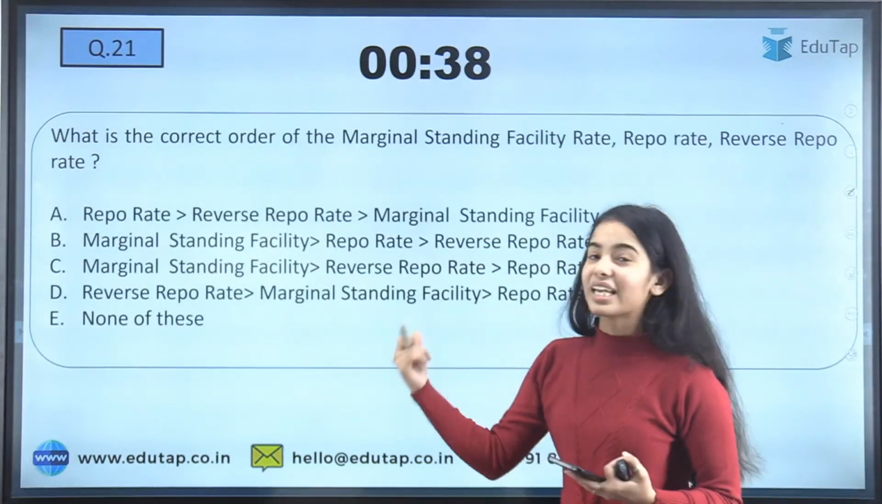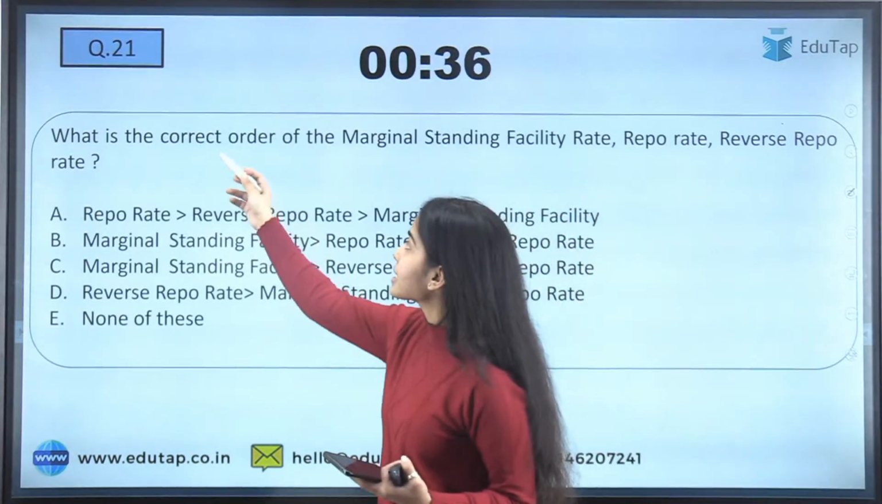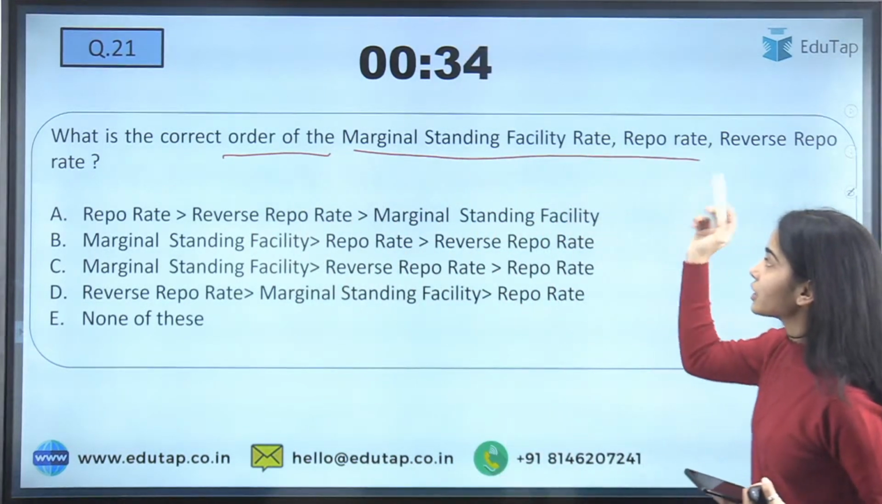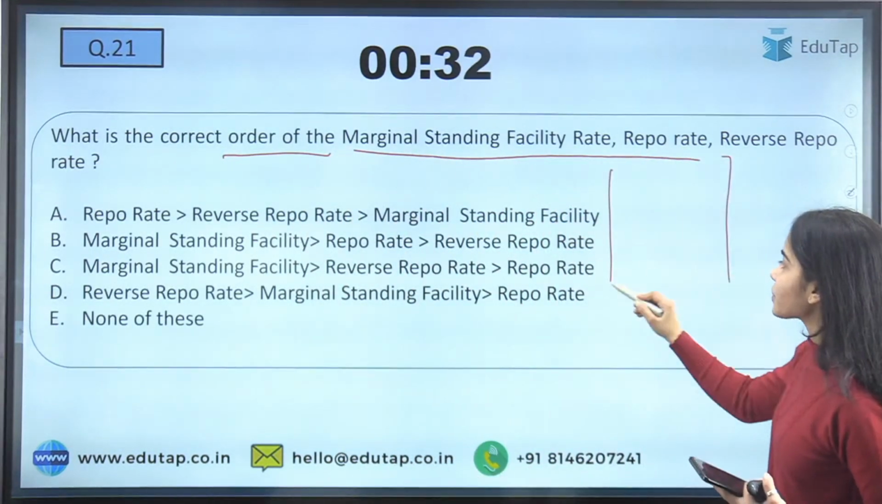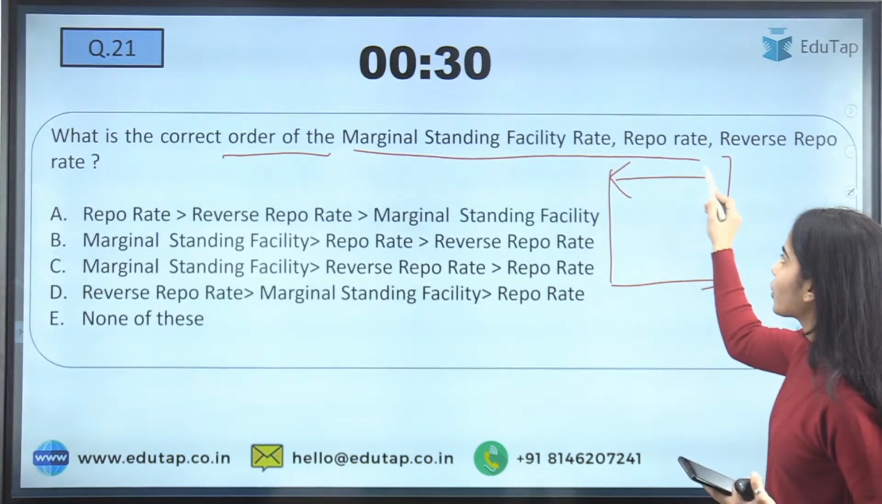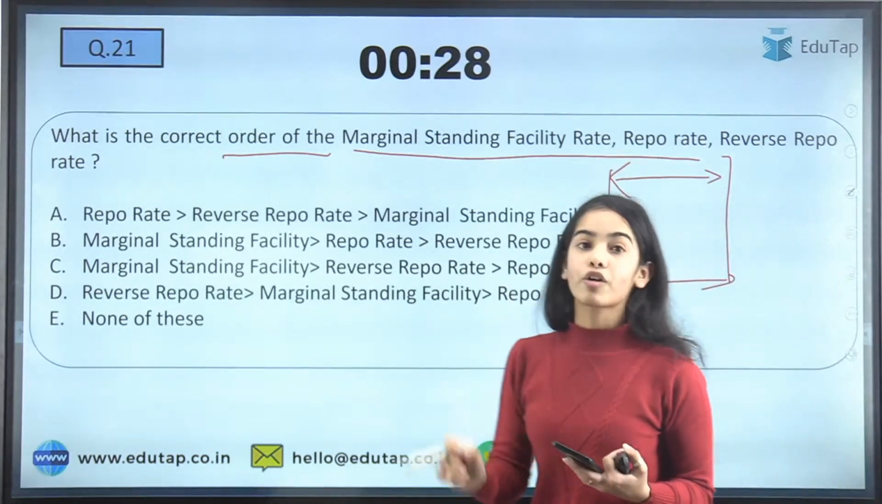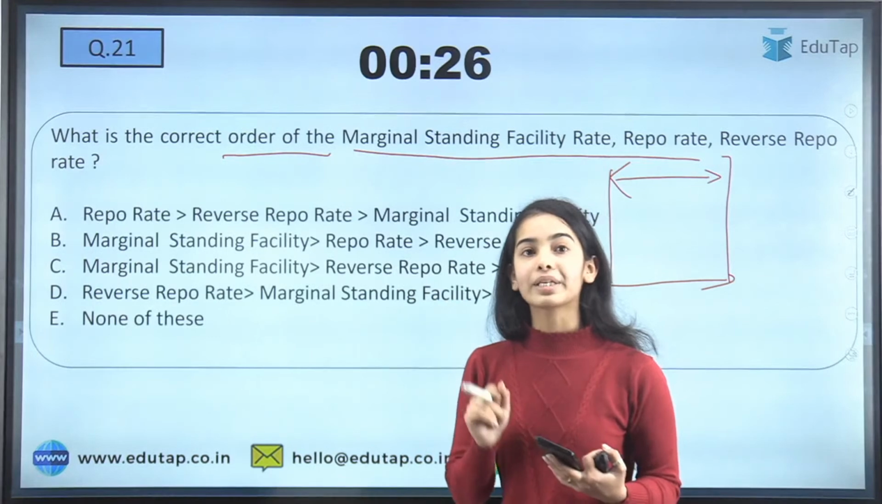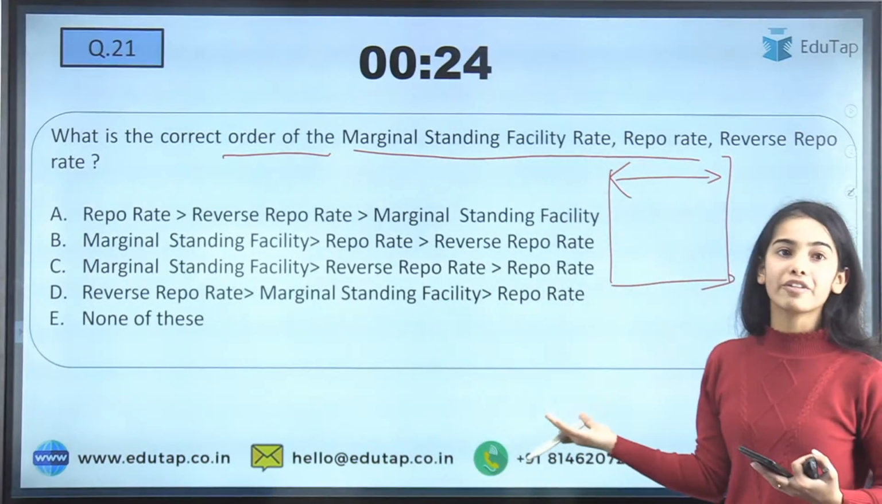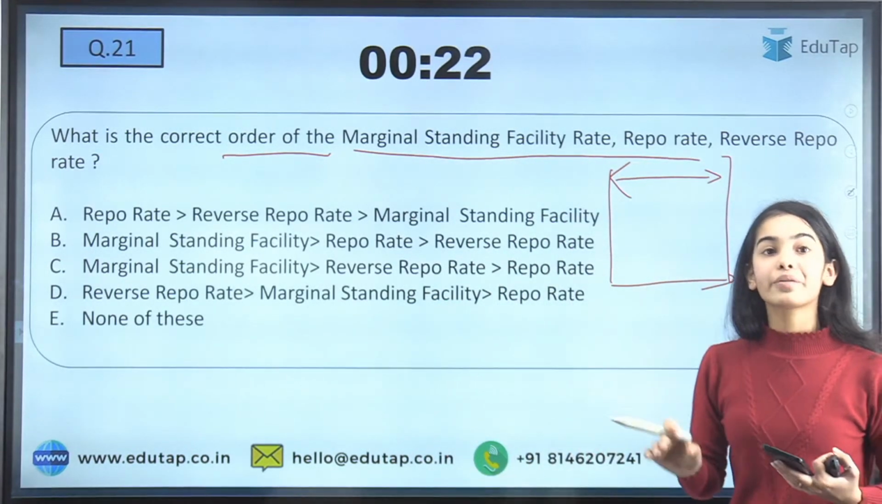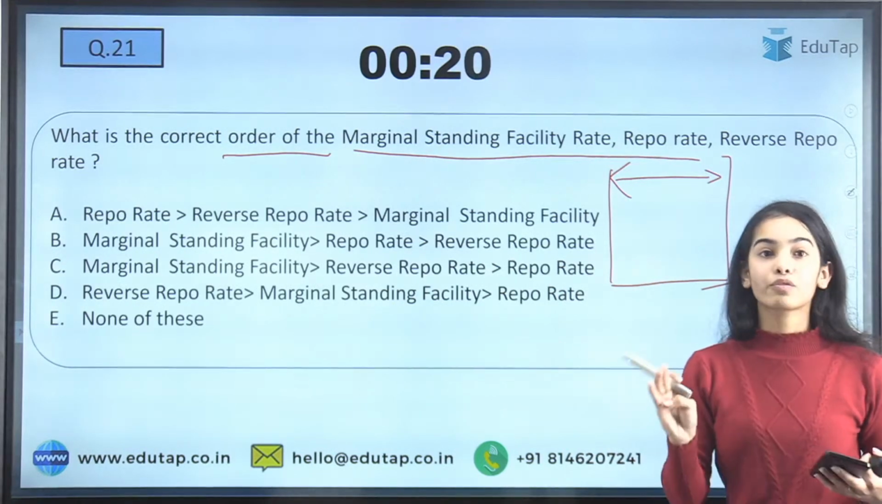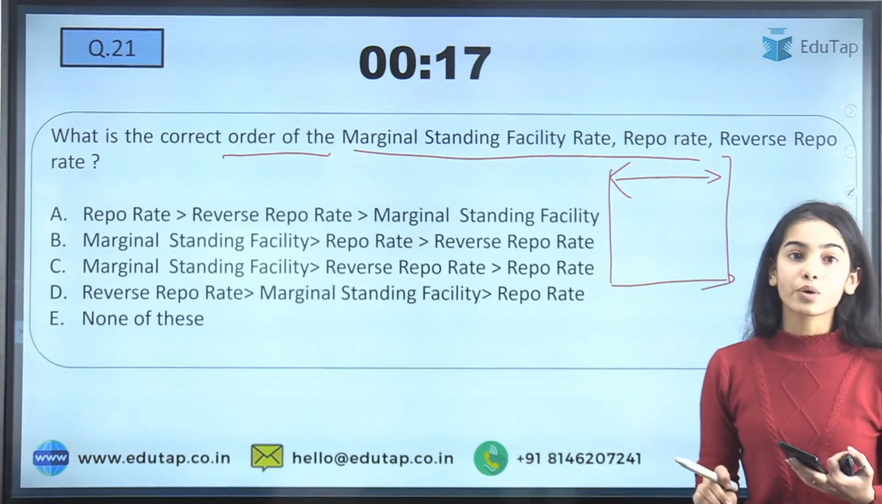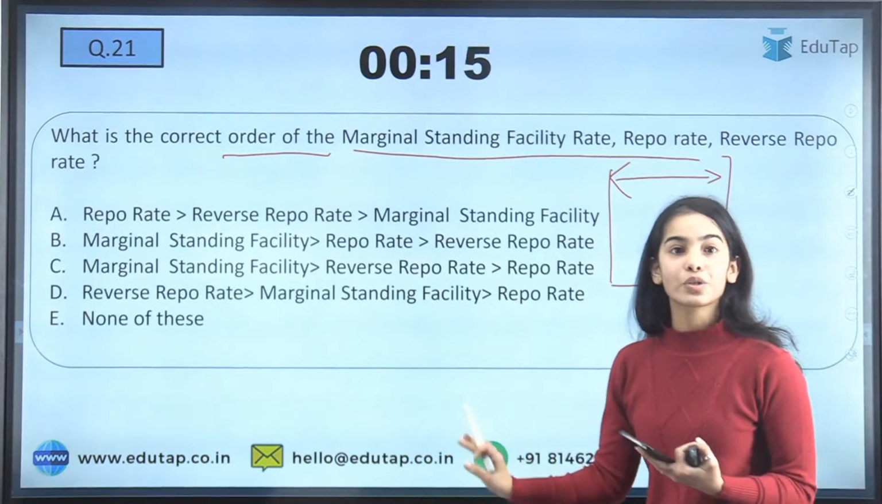So the next question is a very easy question. What is the correct order of the margin, we can say the interest rate corridor, the policy corridor? What is the correct order of the policy corridor? You have to tell this, and it is again very easy. Try to tell the current rate also, okay, that is, what is the current rate of the reverse repo rate, what is the current rate of the repo rate and the MSF. So try to answer that one.